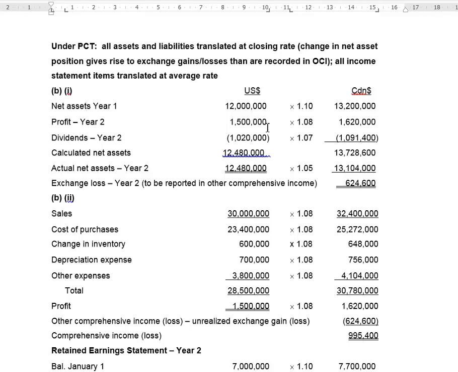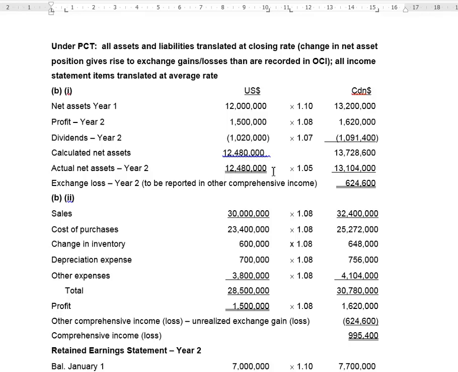Our profit is given to us in the question at 1.5 million, and our dividends we calculated in part A. So our calculated net asset position, because don't forget the declaration of dividends decreases shareholders' equity, right? And profit or income increases it. So our calculated net asset position is 12,480,000 US, as if the parent did it themselves. But they didn't. They had the sub to do it.